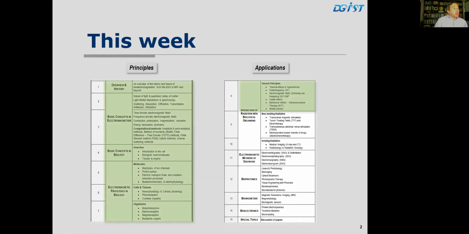So this week we'll be talking, as I mentioned, about non-ionizing radiation. We talked about the interaction of radiation with biological organisms in more general terms last time, and we'll be focusing on non-ionizing radiation applications. So for example, transcranial magnetic stimulation, tumor treating fields, transcutaneous electrical nerve stimulation, electroporation-based transfer of drugs.